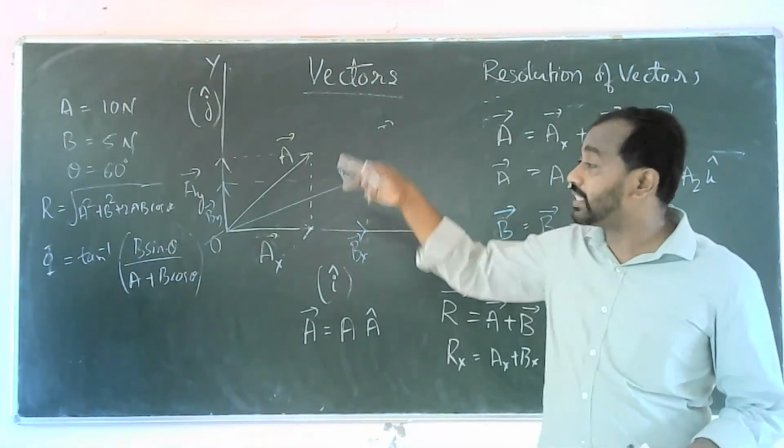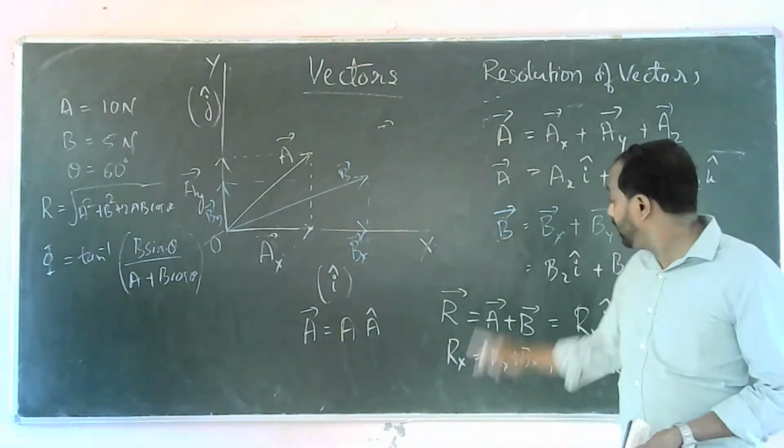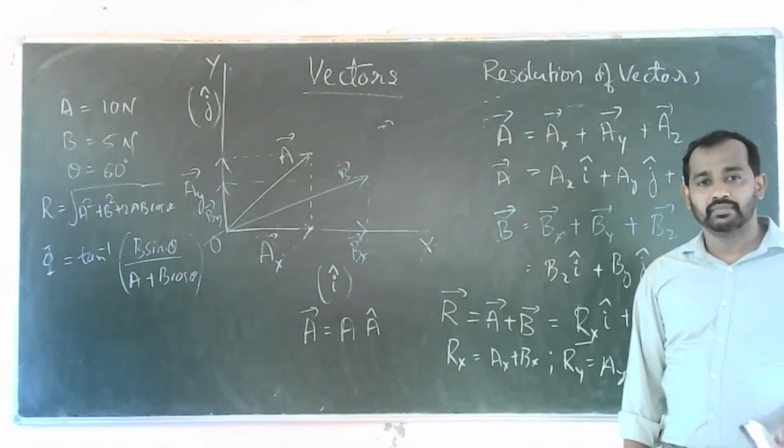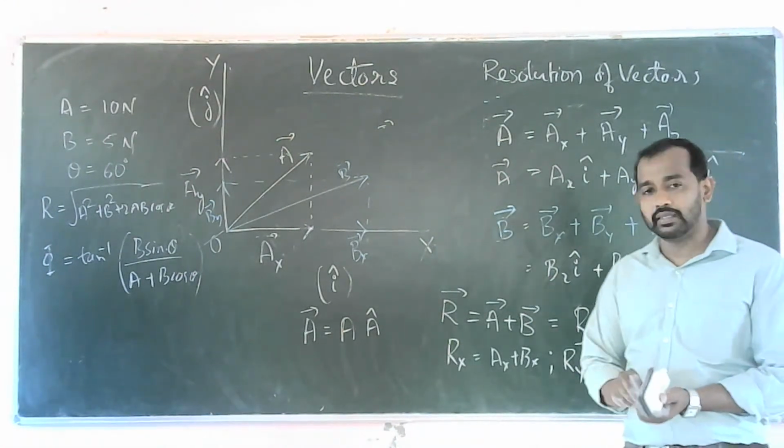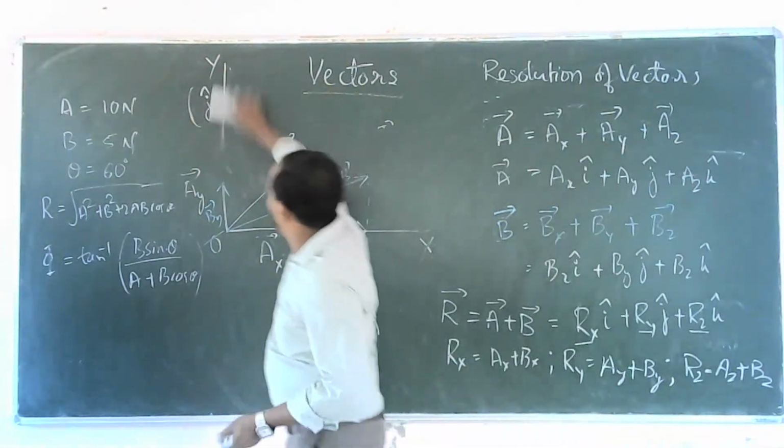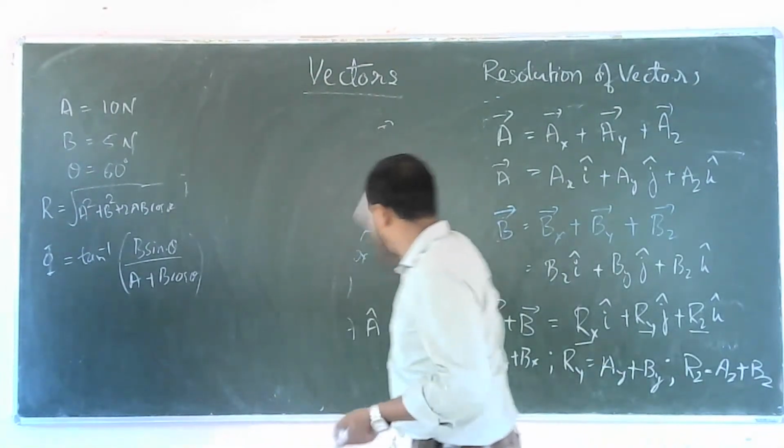But what if these vectors A and B are given in this form? Shall I write the example here? I will rub this. Imagine that.